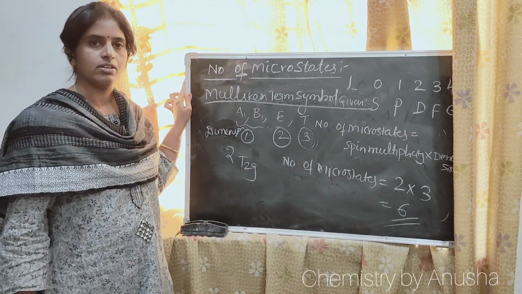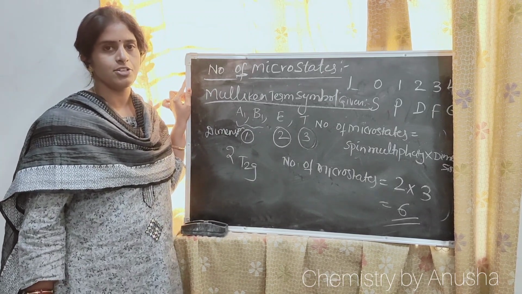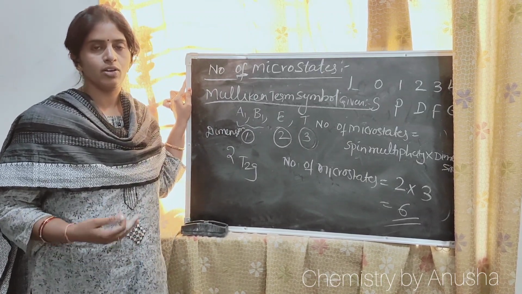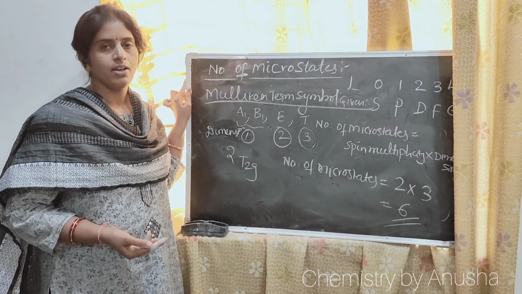So this is about the number of microstates calculation if a term symbol or Mulliken symbol is given.